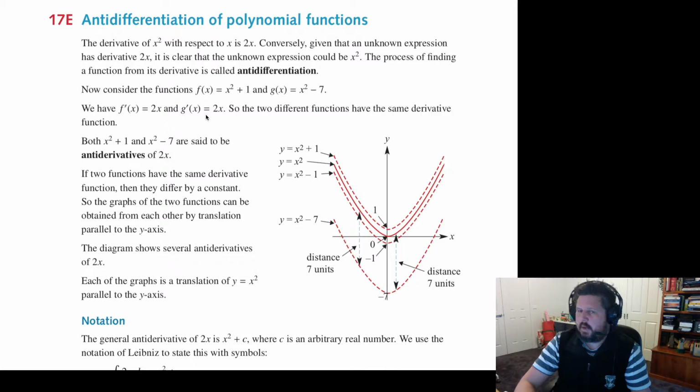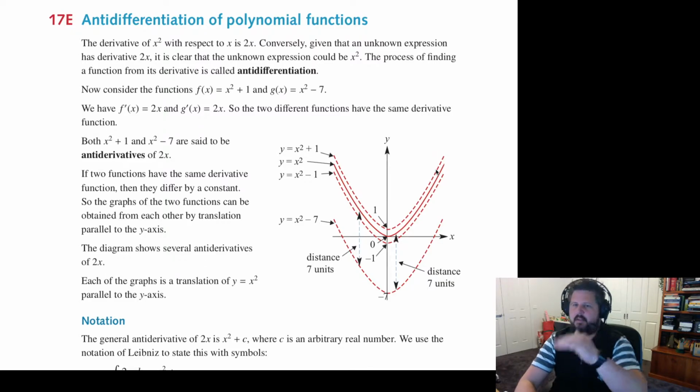Now, if we had both x squared plus 1 and x squared take away 7, and you wanted to go back the other way, they are both said to be antiderivatives of 2x. Because they're derivatives of 2x, the original functions are the antiderivatives of 2x. Now you can see here, if you've got two functions that have the same derivative, then they're going to differ just by that constant. So the graphs of two functions can be obtained from each other by translation parallel to the y-axis. And we can see here several antiderivatives of 2x.